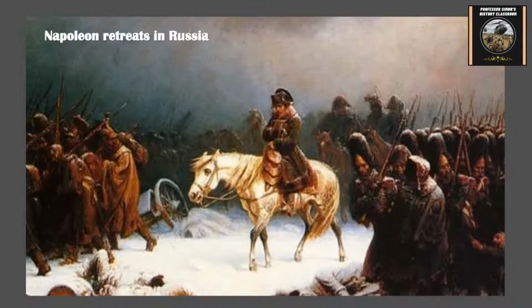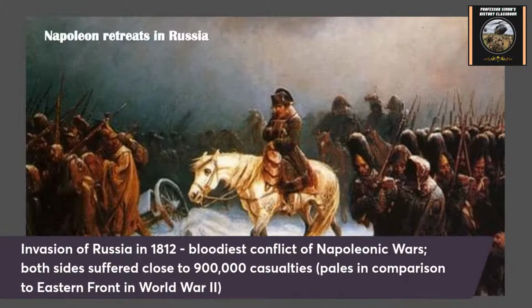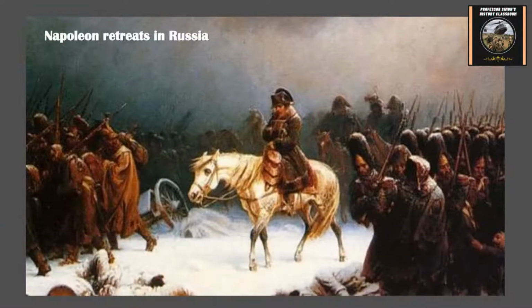If you study the Russian campaign, by the way, it is considered one of the bloodiest conflicts in the Napoleonic Wars. Close to almost 900,000 were killed, wounded or captured on both sides combined. In comparison to the Eastern Front in World War II, it pales in comparison, which is true. I think on that front it was more like 20 to 30 million killed, German and Soviet forces combined. So it's definitely one of the conflicts they think caused the downfall of Napoleon.